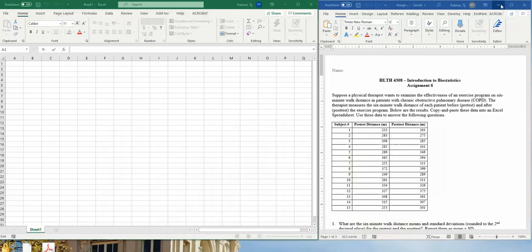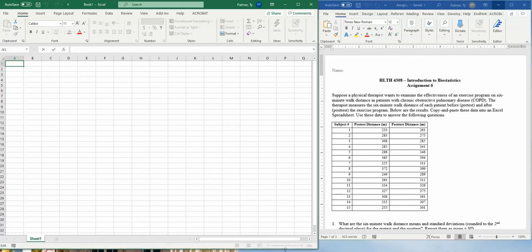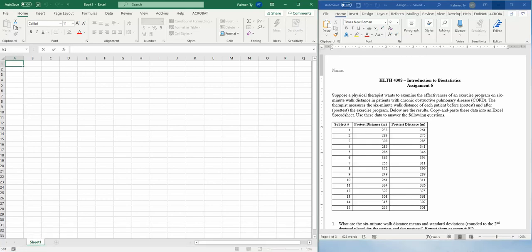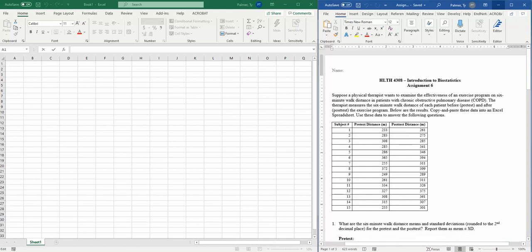Okay, let's go ahead and take a look. Here's our assignment 6 Word document to the right, and then I've got a blank Excel spreadsheet to the left. I've got these put up one next to the other, that way we can look at them simultaneously, just like we've done in previous how-to videos. I'm going to make these a little bit larger on the screen, that way it's a little bit easier for you to see.